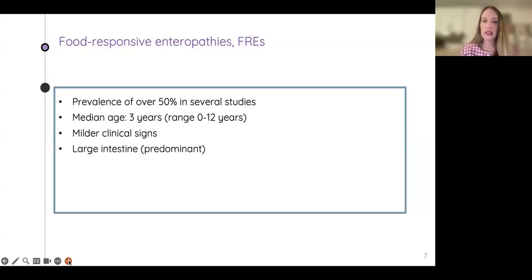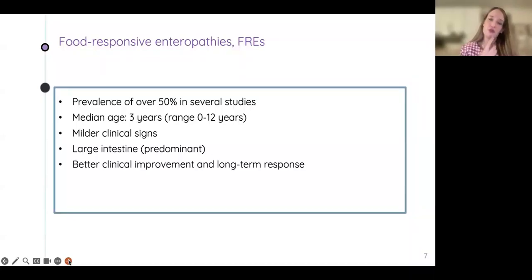Predominantly, we would see the presentation in the large intestine, but it can also be mixed, and sometimes even the small intestine presentation can react well to dietary therapy, but it's a much lower incidence, so to speak. So more likely it is when you have large intestine presentation that it is going to be food responsive. But yeah, we see a lot of different combinations.